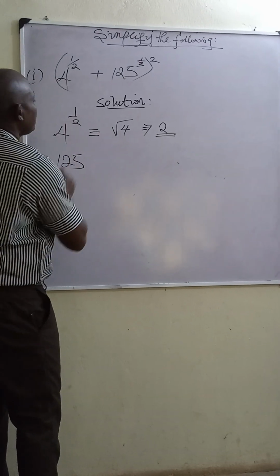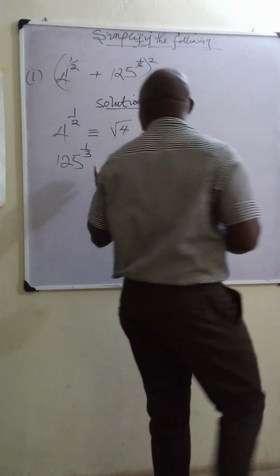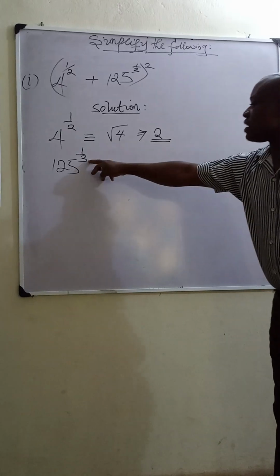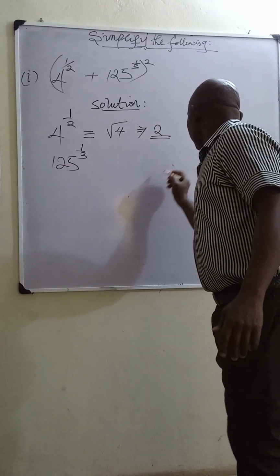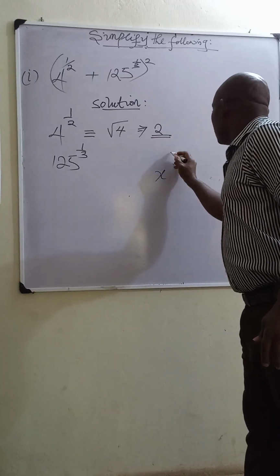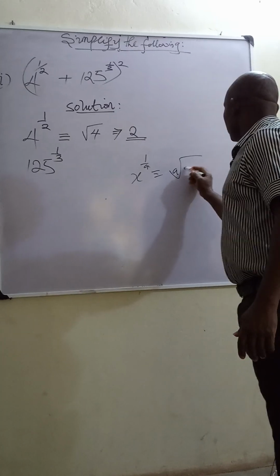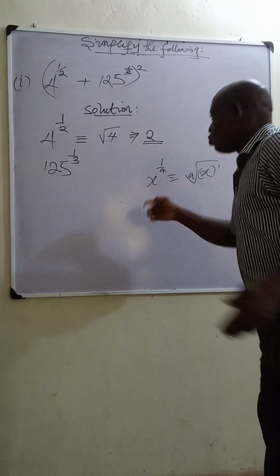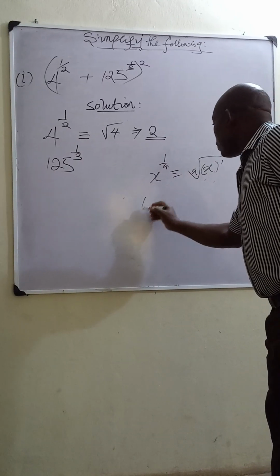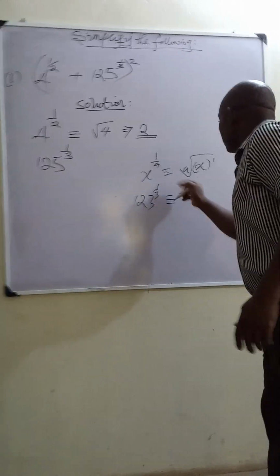125 raised to the power 1 over 3. From our law, you can see this one is now the cube root of this. It's not magic. Remember our law that says 1 over a is the same thing as the a-th root of x. Meaning that what we did before, 125 to the power 1/3, is equivalent to the cube root of 125.